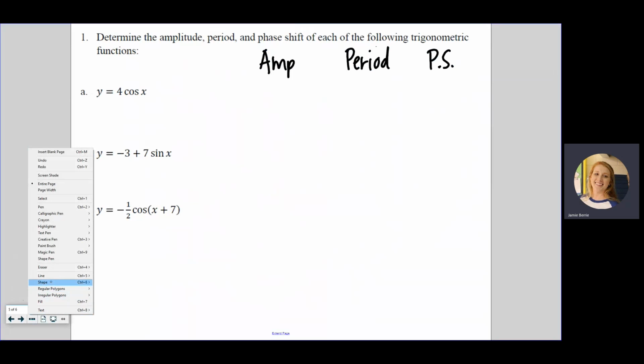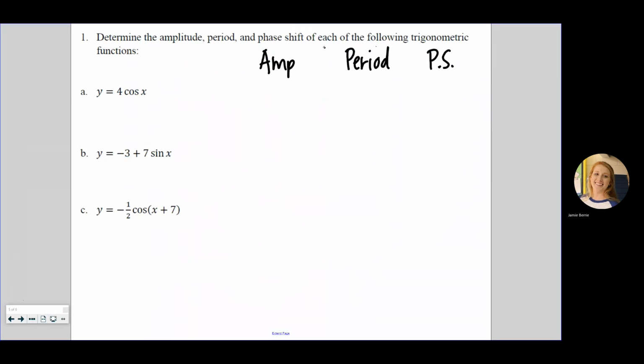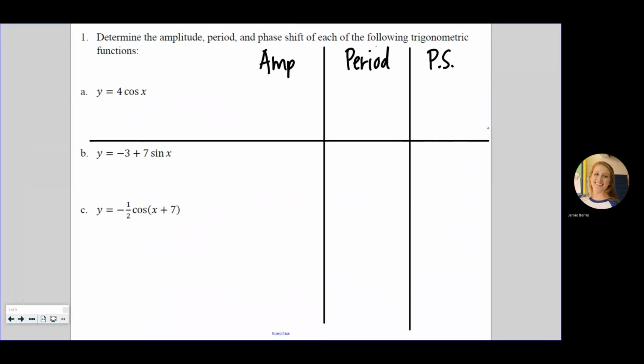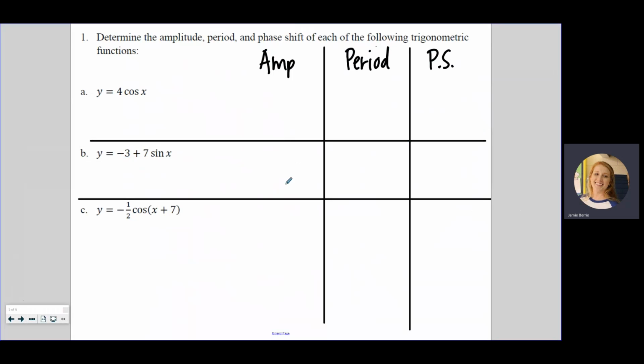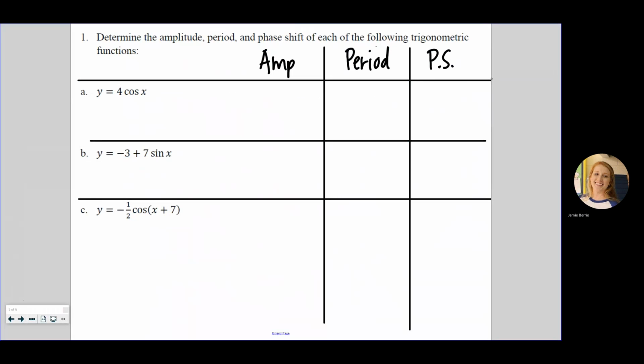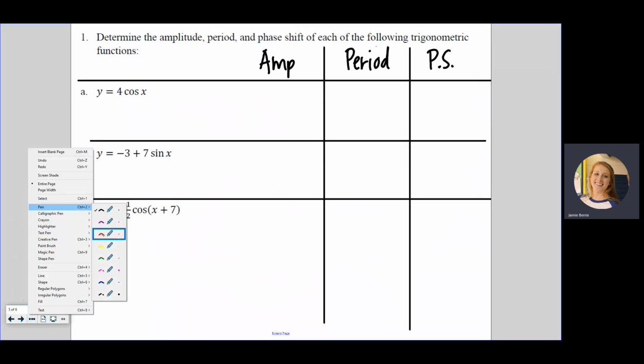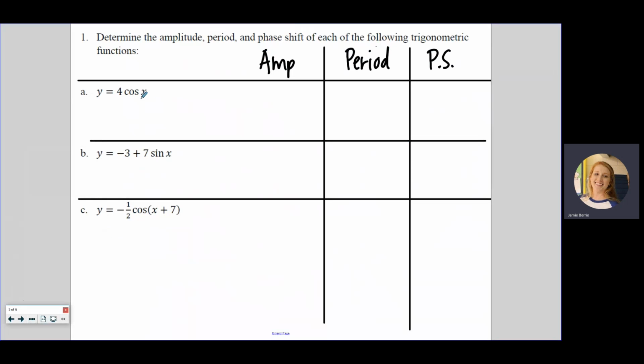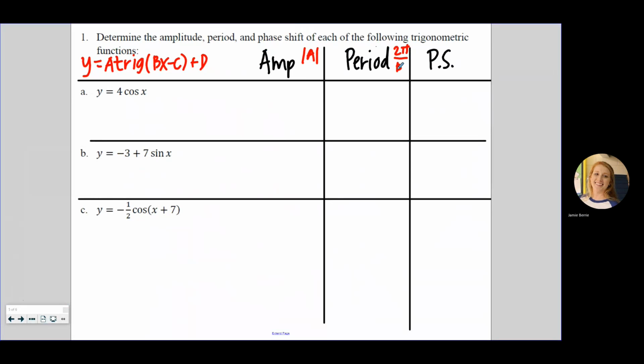All right, and I'm going to put some lines in here. All right, that'll keep us nice and neat. So again, here's our formula, our general trig function, a times whatever the trig function is of bx minus c plus d. So amplitude is absolute value of a. Period is 2 pi over the absolute value of b. And phase shift is c over b.